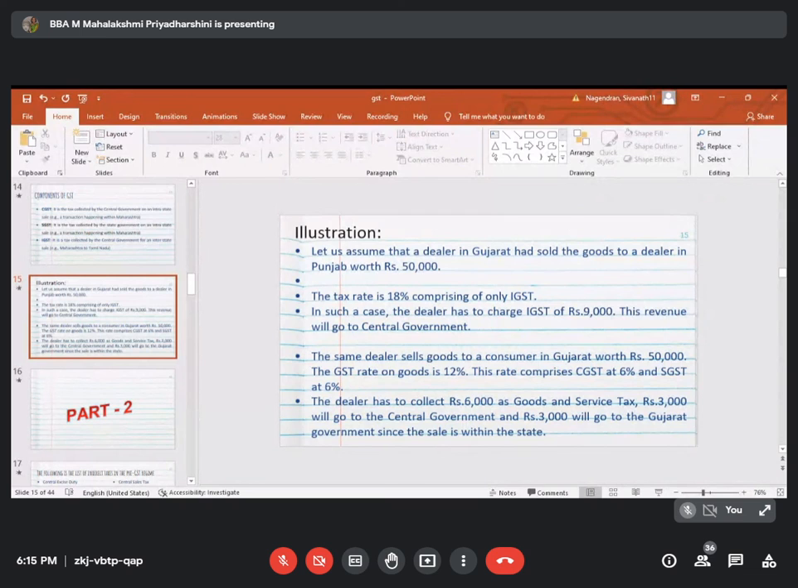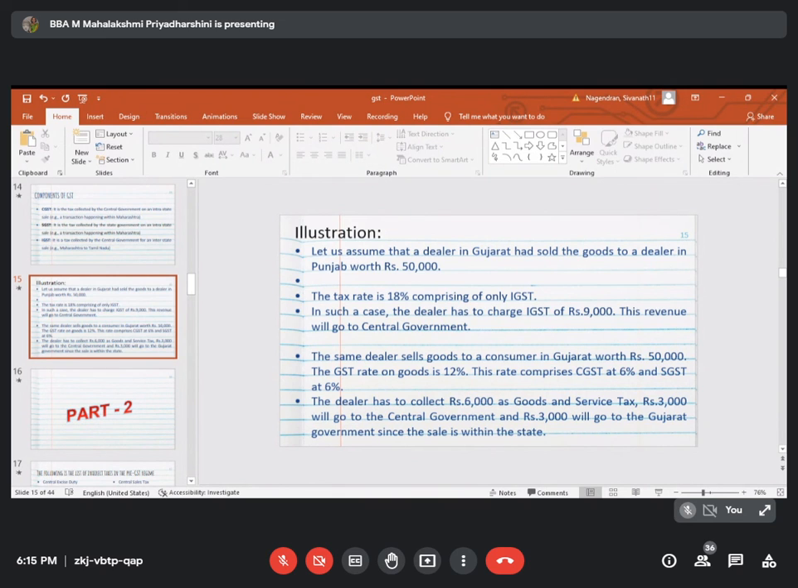ஓகேவா? ஒரு ஸ்டேட்ல இருந்து இன்னொரு ஸ்டேட்டுக்கு நம்ம ப்ராடக்ட்டை சேல் பண்றதுனால we are levying IGST, integrated GST. 18% is the tax rate, so 9,000 is the IGST that has to be paid by the particular person or dealer. Okay, if suppose the same goods is sold by dealer A to dealer B who is in Gujarat itself, within a state, Gujarat குள்ளேயே அவர் வந்து இன்னொரு டீலர் கிட்ட சேல் பண்றாரு அப்படின்னா within a state sales நடக்குது அப்படின்னா, so here we are going to apply CGST and SGST.